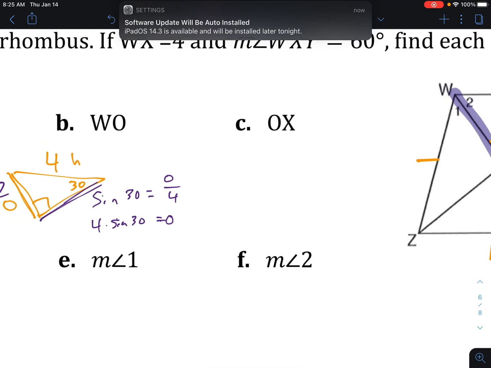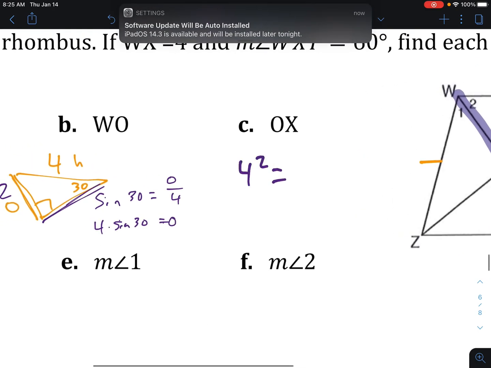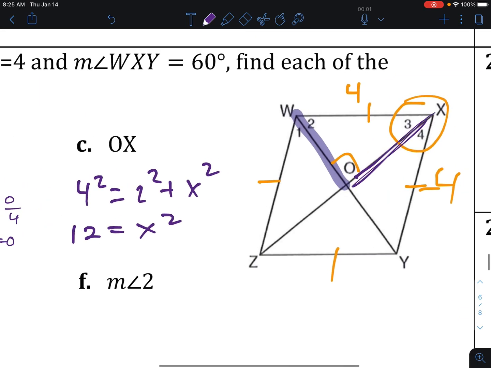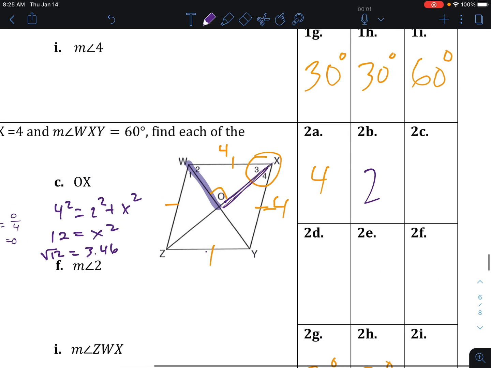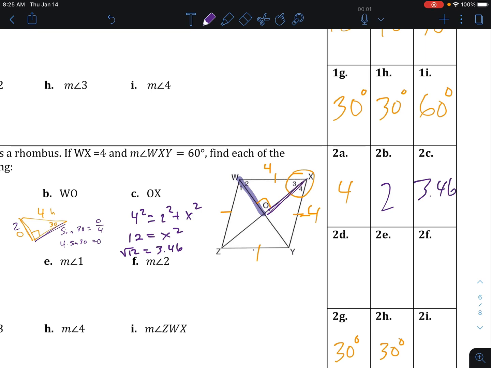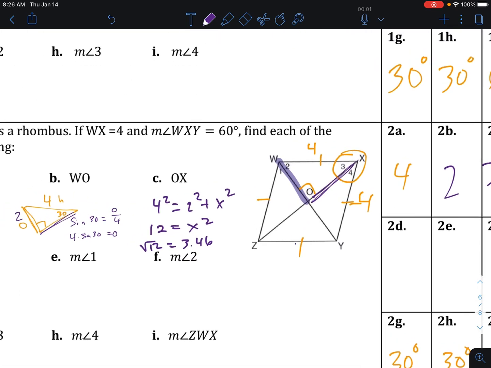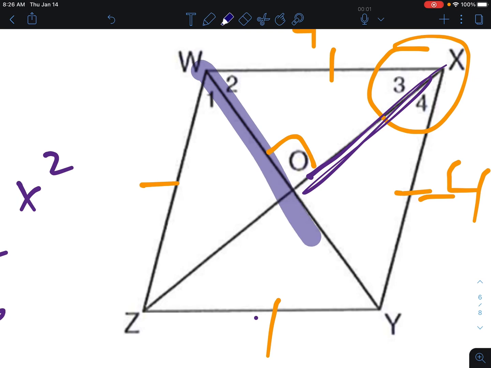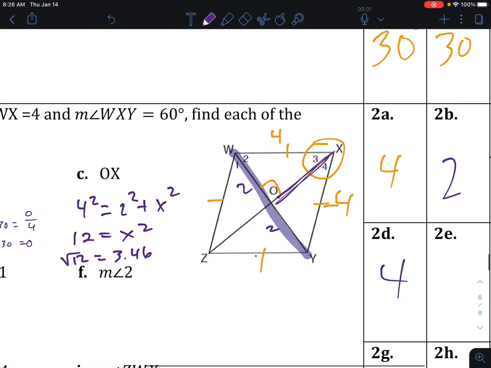Now for OX, we would do Pythagorean theorem. So we would do 4 squared is equal to 2 squared plus x squared, we'll say. So 16 minus 4 is 12 equals x squared. Take the square root of 12 and we would get approximately 3.46. So this is 3.46. All right, WY. Well, we know because it's a parallelogram, diagonals bisect each other, so this is 2. So WY is 4.